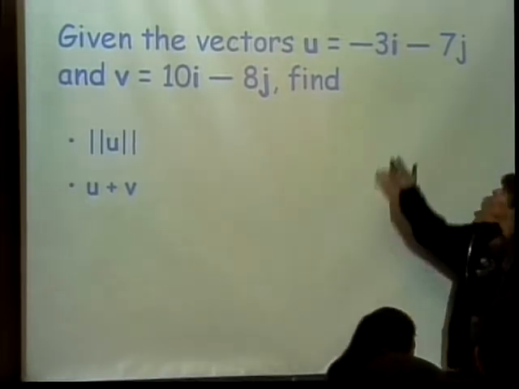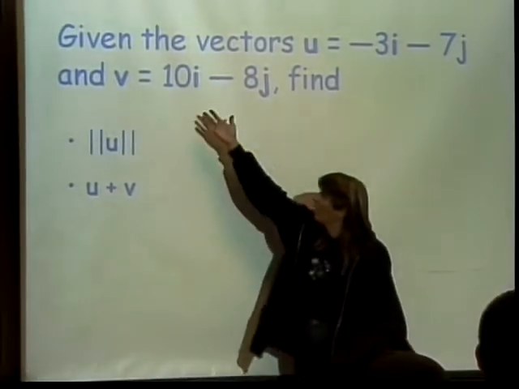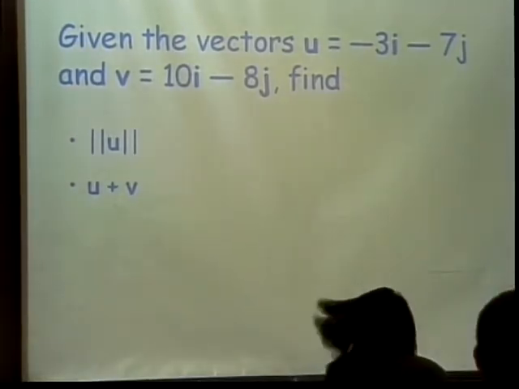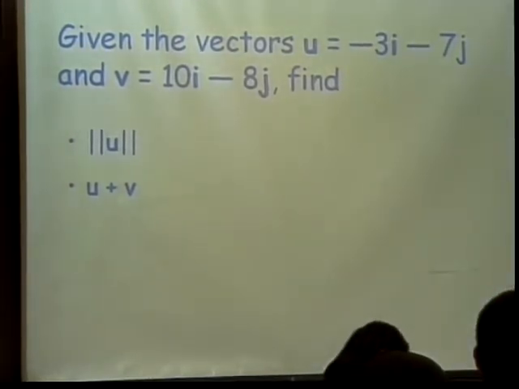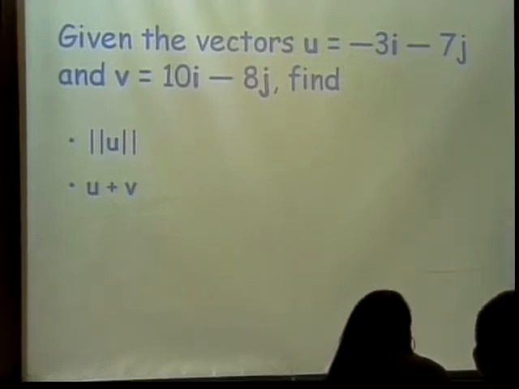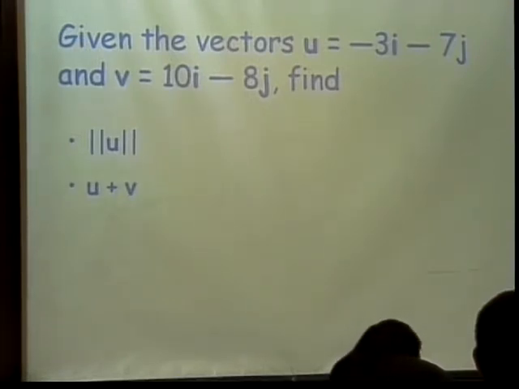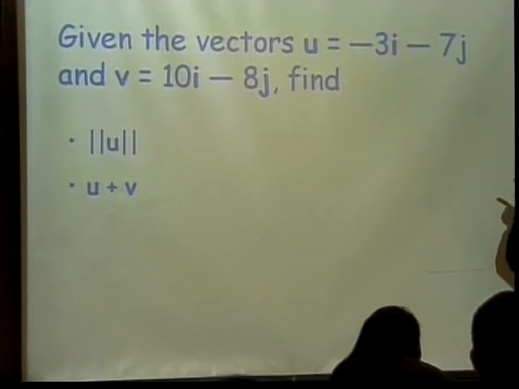Add like terms. So my like terms are negative 3i and a 10i, so I'll add them together. So u plus v will be negative 3 plus 10i, and then plus a negative 7 plus a negative 8j, and then simplify. So this turns out to be 7i minus 15j. I know I went the hard way. Probably could have just done negative 3 and 10 is 7, and negative 7 and negative 8 is negative 15.